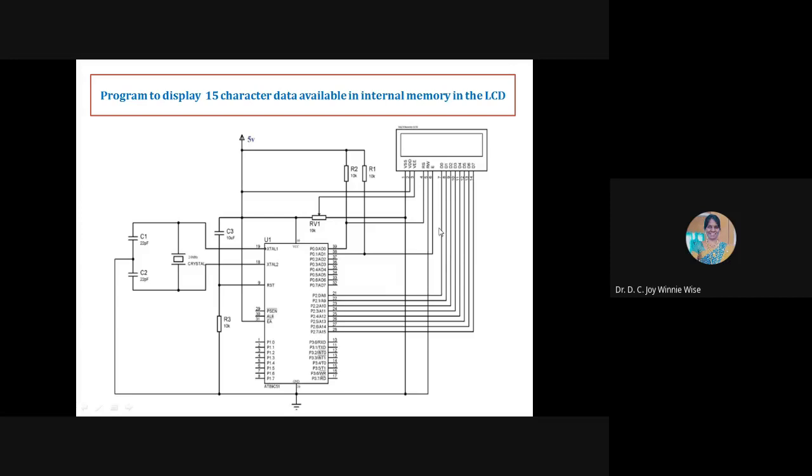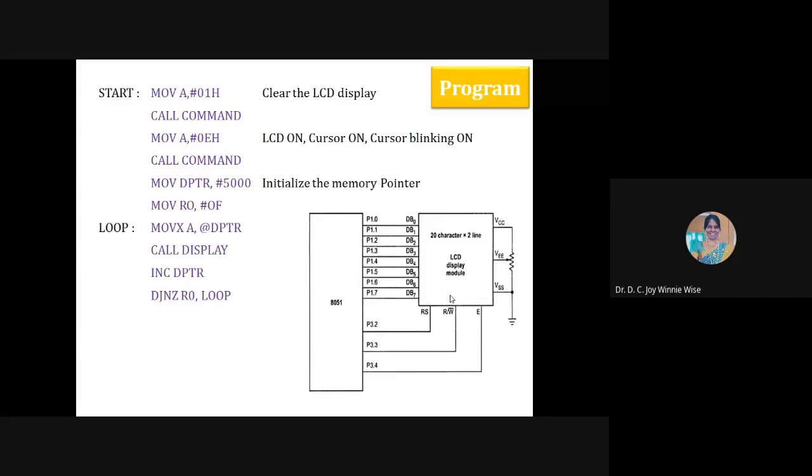According to this diagram, port 2 is connected to the LCD. Port 2 is used for data transfer. Now let's see the program. First we are initializing the LCD. The command is 01. So we are calling a command, which is nothing but a subroutine, to display the data.